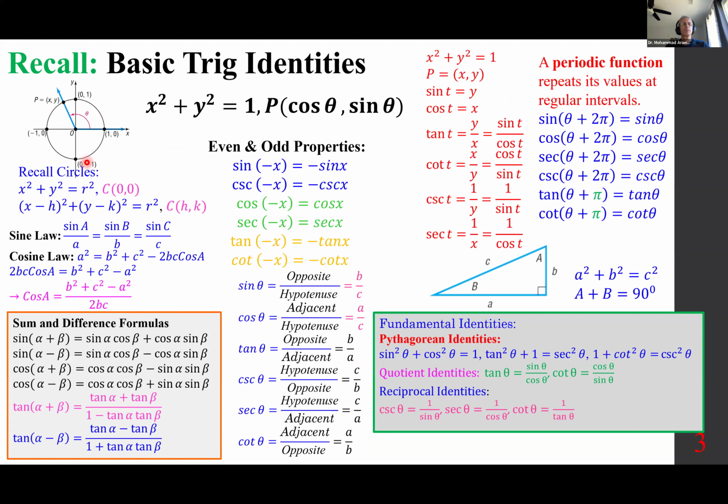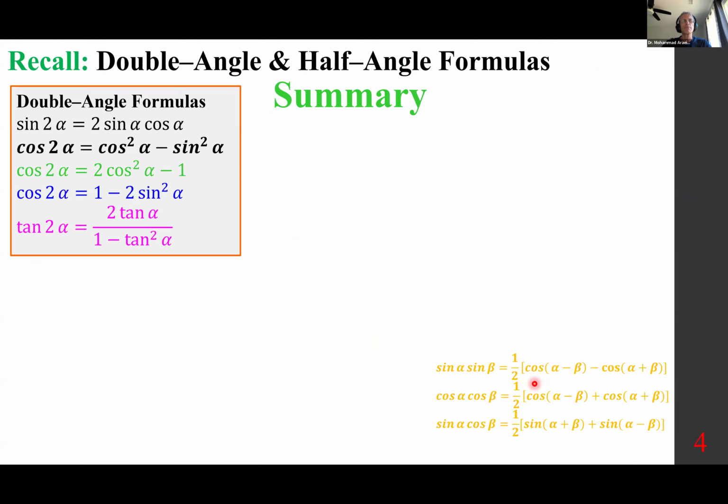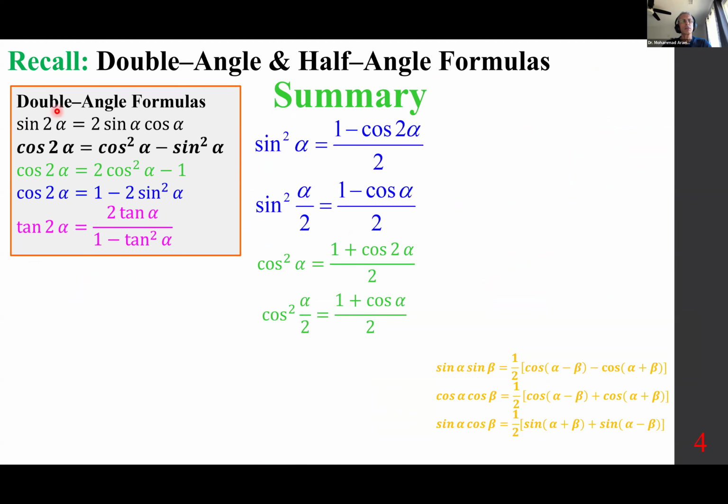Unit circle, equation of circles. It's important, we're going to need them. Sine law, cosine law, sum and difference formulas, even and odd properties, definition of sine and cosine as far as a right triangle is concerned, and periodic functions, fundamental identities. For double angle and half angle, we have the summary here that comes from the double angle formulas.